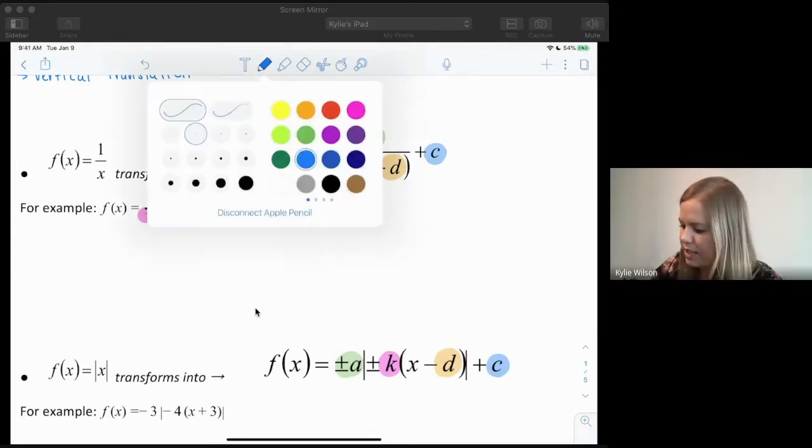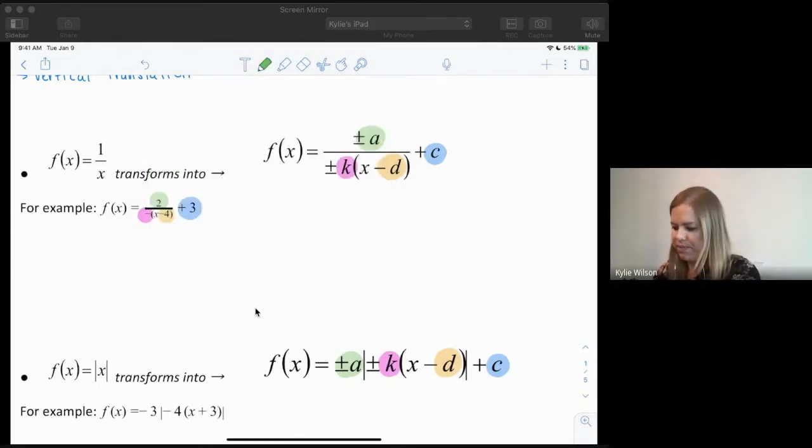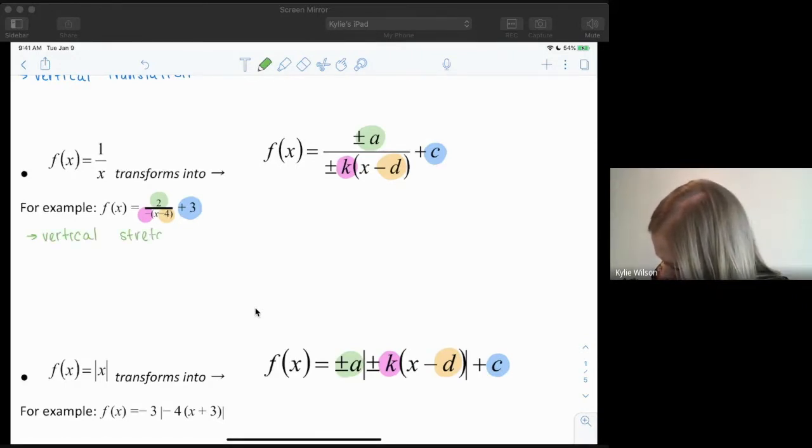So now let's write out what all of these do. So firstly, we have an a value of 2. So because it's positive, we don't have to worry about any reflections over the x-axis. So we can just say that we have a vertical stretch by a factor of 2.